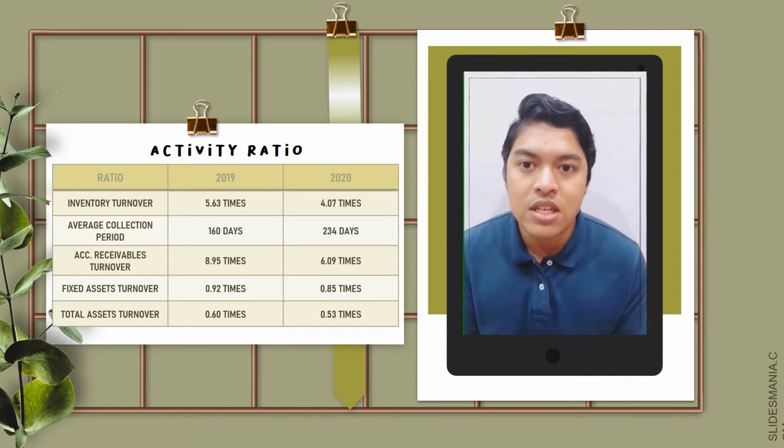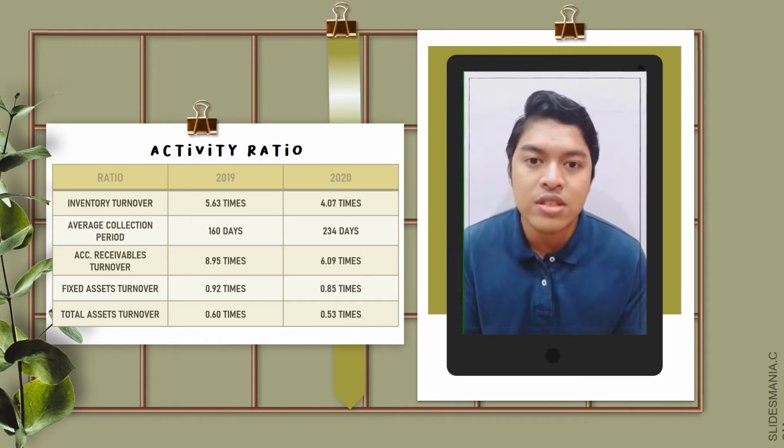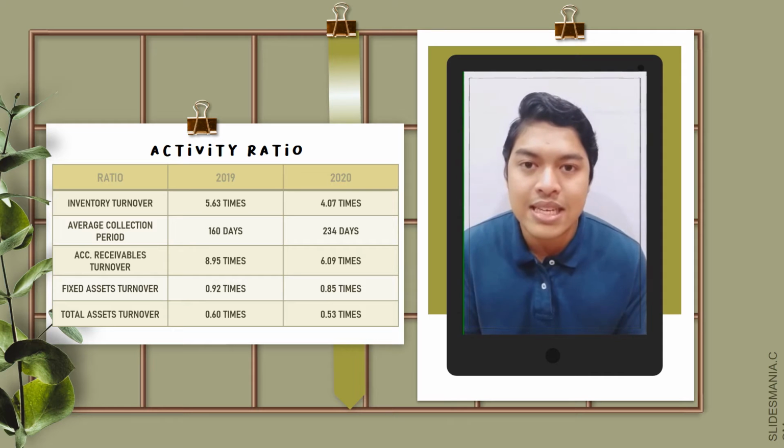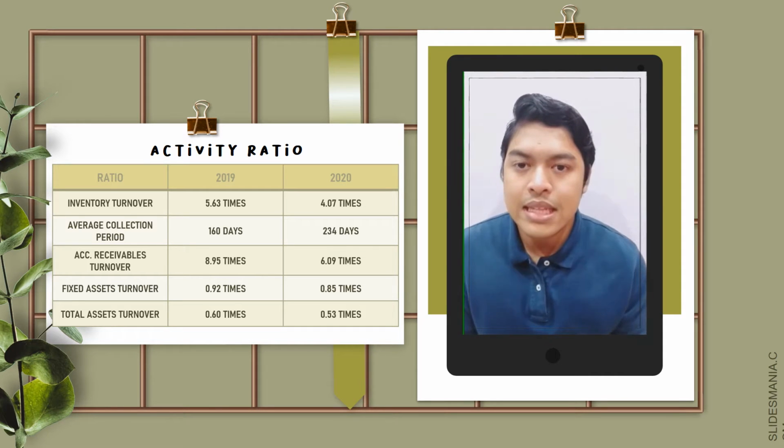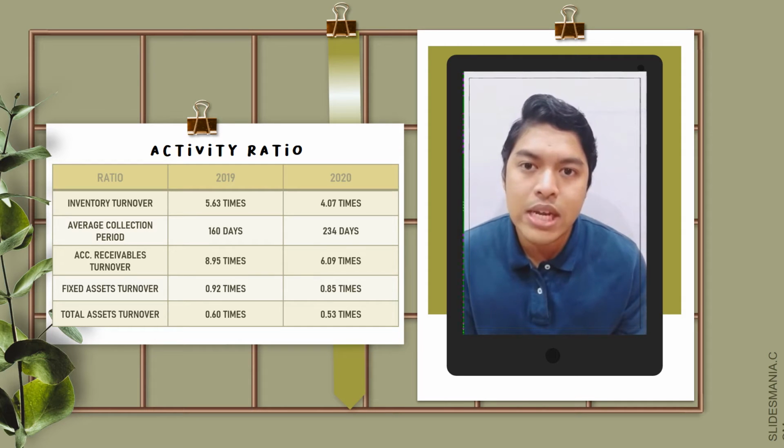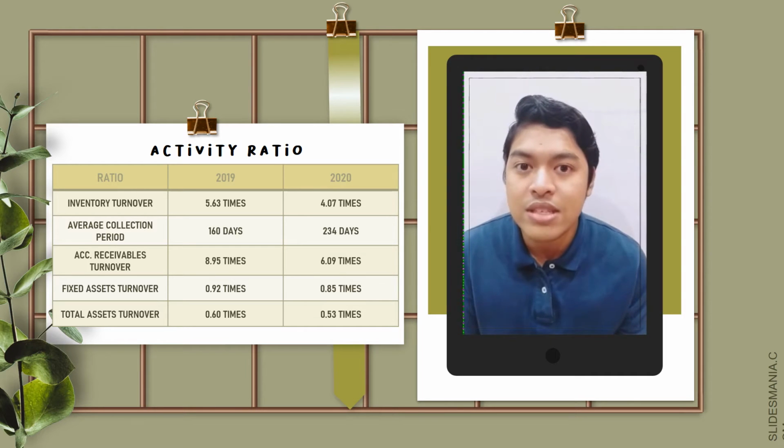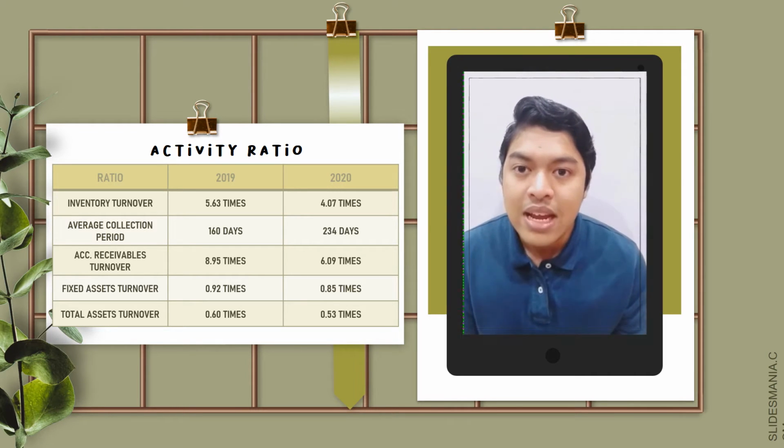The average collection period for the company in year 2020 is 234 days compared to year 2019, which is 160 days. Thirdly, the account receivable turnover ratio of the company in year 2020 is lower than year 2019: 6.09 times in year 2020, while in year 2019 it is 8.95 times. The decrease shows the company was ineffective in collecting receivables.